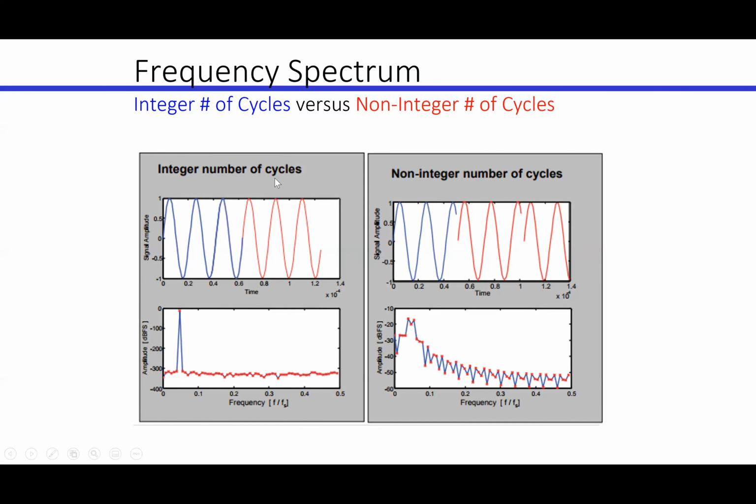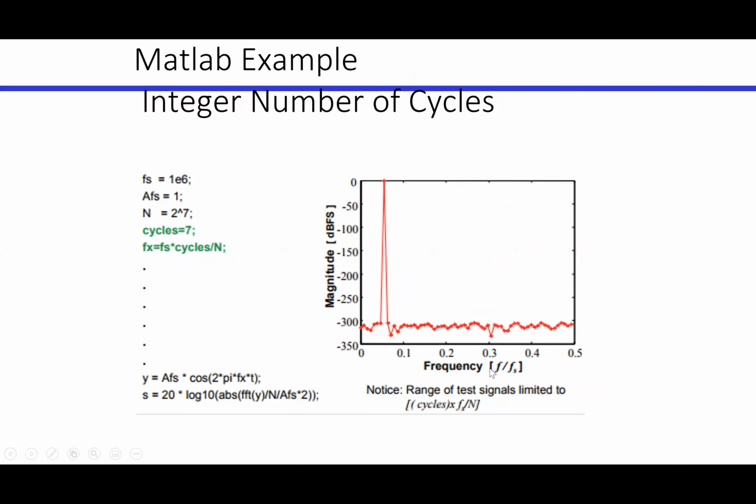Now if you have an integer number of cycles, you can see if I connect this part to this part here, the signal ends up as a periodic signal. And if you find the FFT, it will look good. You will have the signal power in one tone. Now, if I have a non-integer number of cycles, you have this problem of spectral leakage.